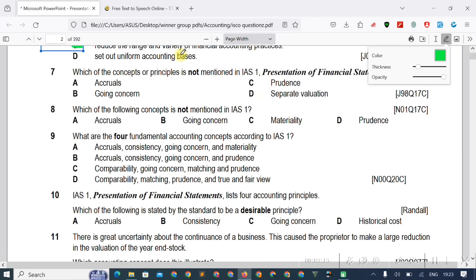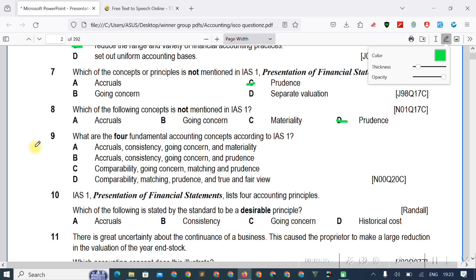8. Which of the following concepts is not mentioned in IAS 1? A. accruals. B. going concern. C. materiality. D. prudence. The answer is D. prudence.